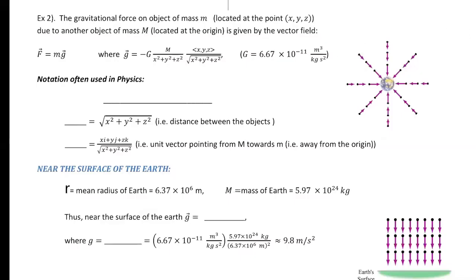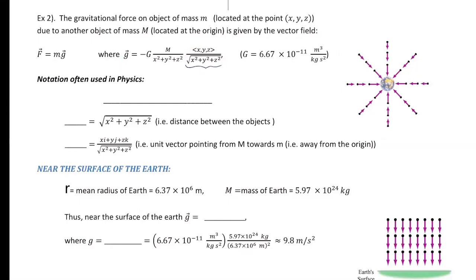Okay, so the gravitational force on an object of mass little m, so let's suppose that you're at the point x, y, z, and you're some mass out here, little m, due to an object of mass big M, we're going to put that at the origin, like the Earth, is given by this vector field, where we define G, which is a vector field here. Notice here's the x, y, z vector field. That's the one pointing radially outward. And then we're going to scale that by its magnitude so that this whole thing right here becomes a unit vector.